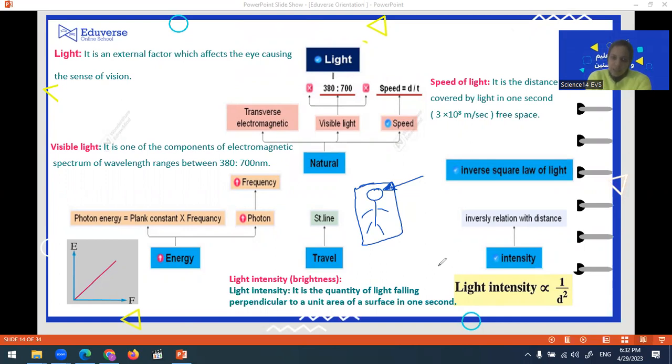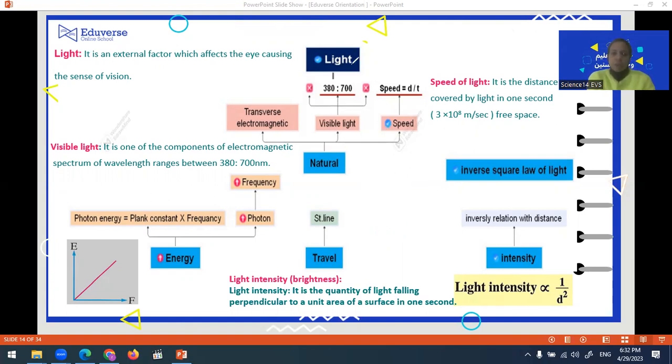As the distance decreases, the intensity will increase, or we can say the square of the distance will decrease, because we have an inverse relationship between the light intensity and what? The square of the distance. Right. Let's revise this slide.